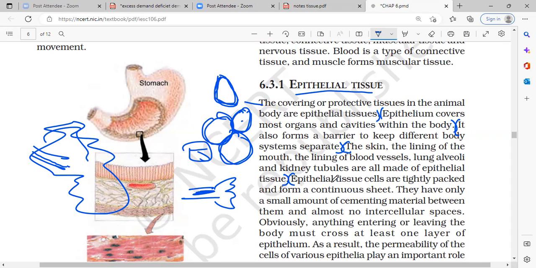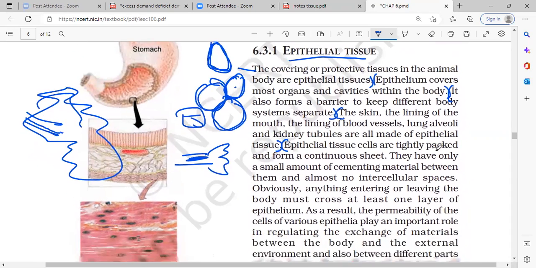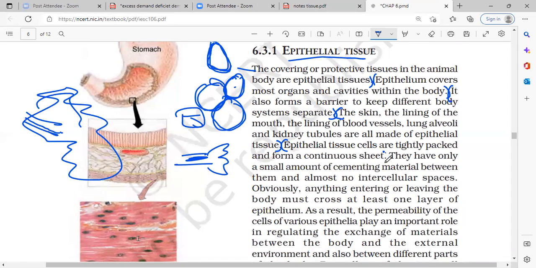Clear? Then epithelial tissue cells are tightly packed and form a continuous sheet. Basically they are tightly packed. They are not very loose. They are very, very tight. They have only a small amount of cementing material between them and almost no intercellular spaces. So you will write this, no intercellular spaces, because they are tightly packed. Tightly packed means they are like this, so they don't have any space in between them.